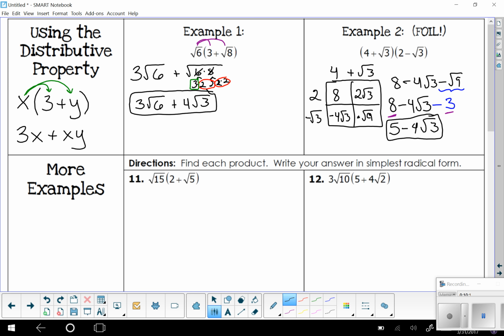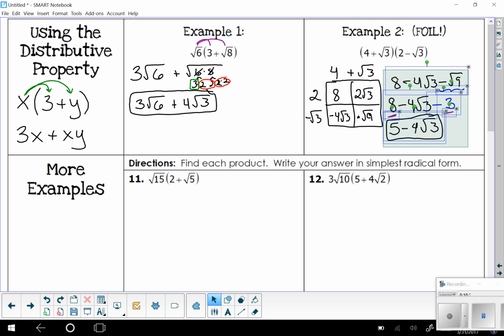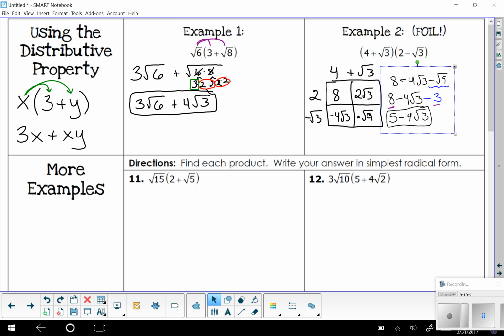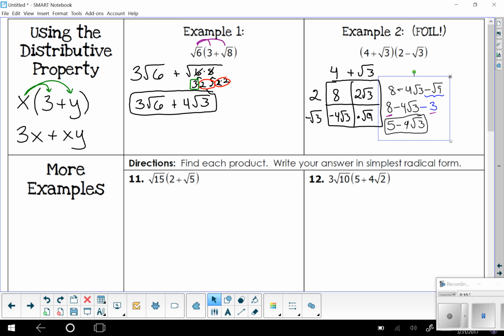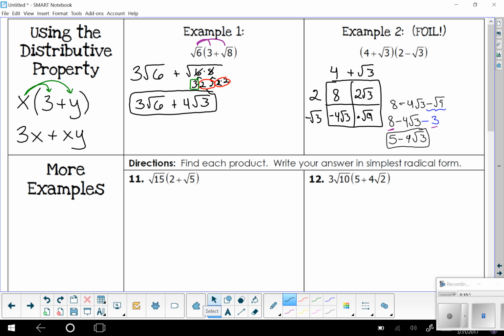Now, question. Shrink this just a tad. I have a question. If you have something that looks like this, can you combine this right here? Can you combine the 5 and the 4?